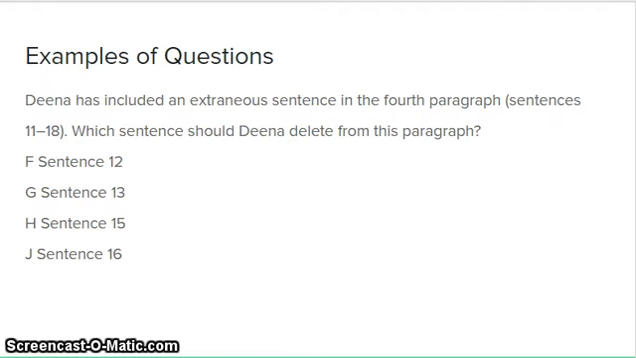One example of this is what it looks like on the STAAR test. So the question would look like: Dina has included an extraneous sentence in the fourth paragraph, sentences 11 to 18. Which sentence should Dina delete from the paragraph?